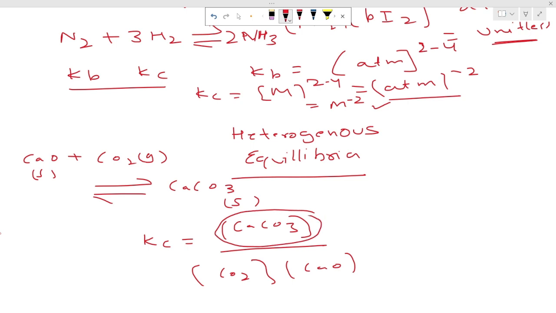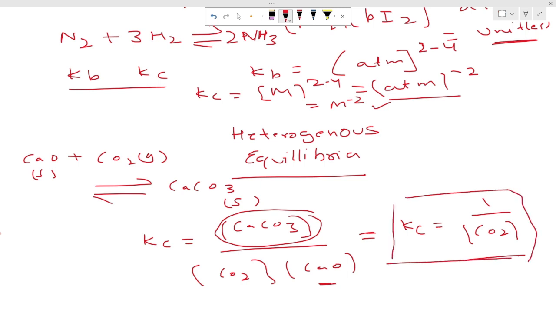Since this is solid, its concentration will be constant, whether the reaction is in equilibrium or not. This calcium carbonate concentration will be constant. Similarly, calcium oxide is a solid, so its concentration will also be constant. So it will be rearranged and rewritten as Kc is equal to 1 by the concentration of carbon dioxide. This is the expression of the equilibrium constant for this reaction. This is the case of heterogeneous equilibria. Whenever a reactant or product is a solid, since the solid concentration won't change irrespective of whether the reaction has reached equilibrium or not, its concentration can be taken as 1.